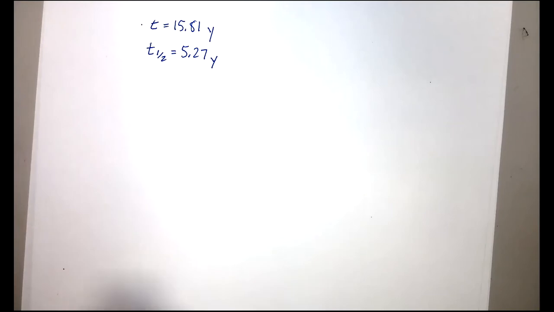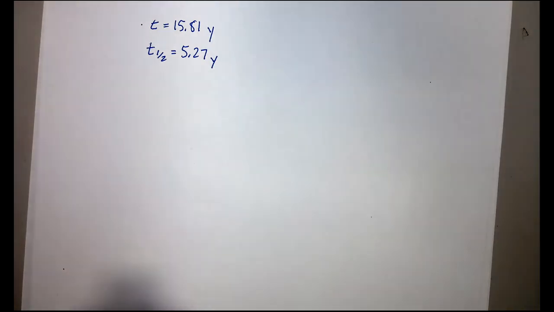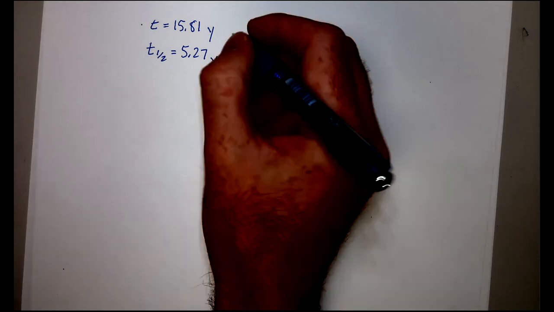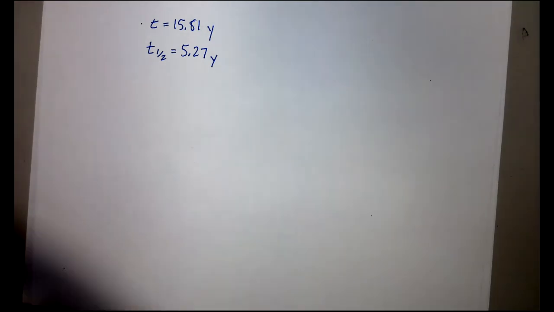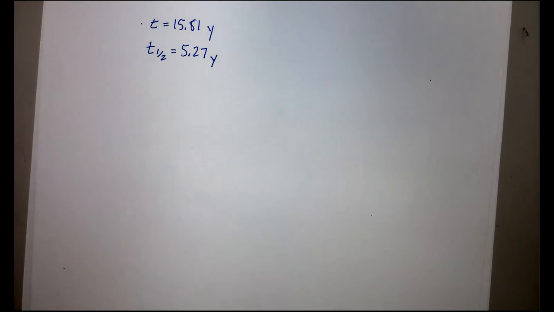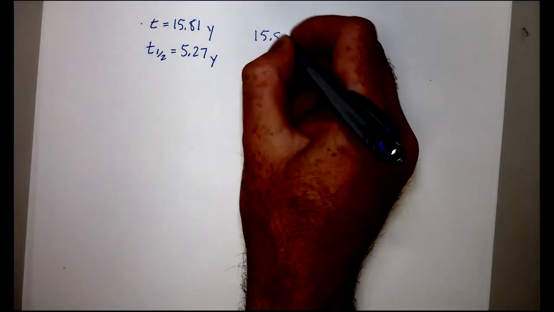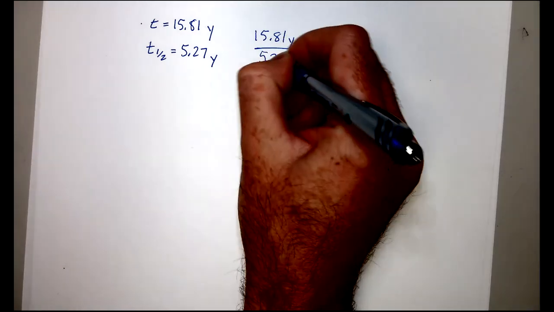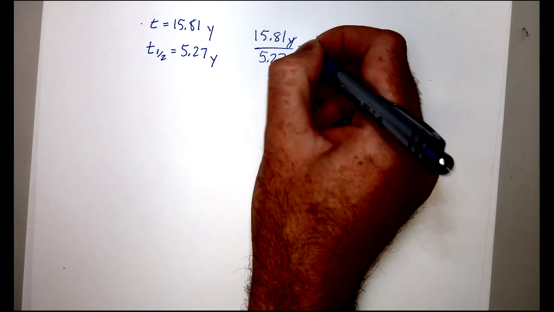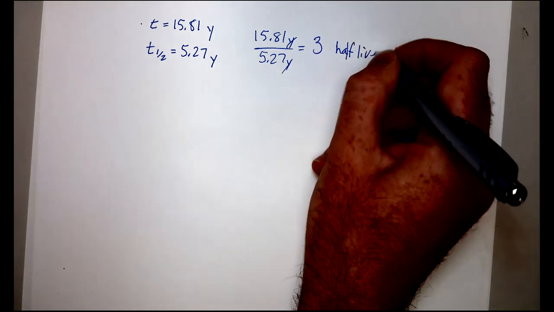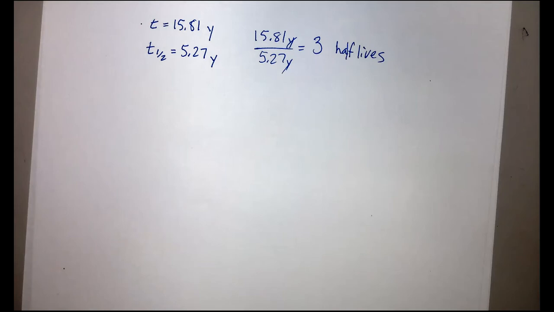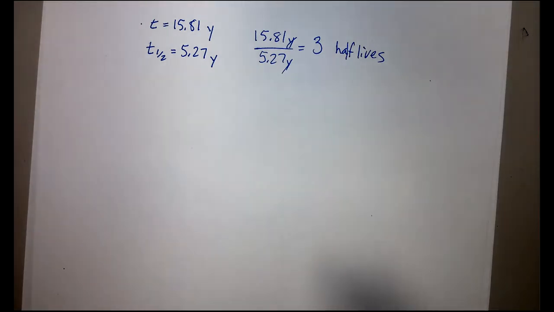We just need to figure out how many half-lives that represents. We can do it with the calculations, but we just need to see how many. So what ballpark are we in? How many half-lives is that? Is it even? So if we take 15.81 divided by 5.27, we divide that out. So that's equal to 3 half-lives. Pretty exact.